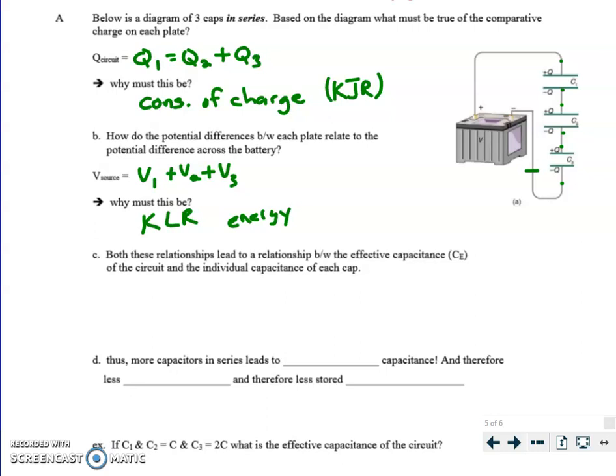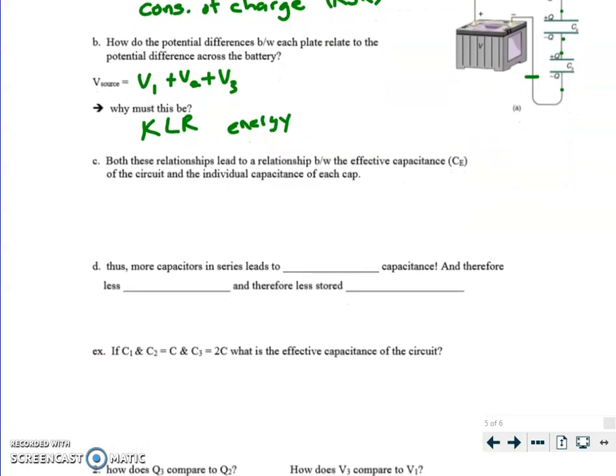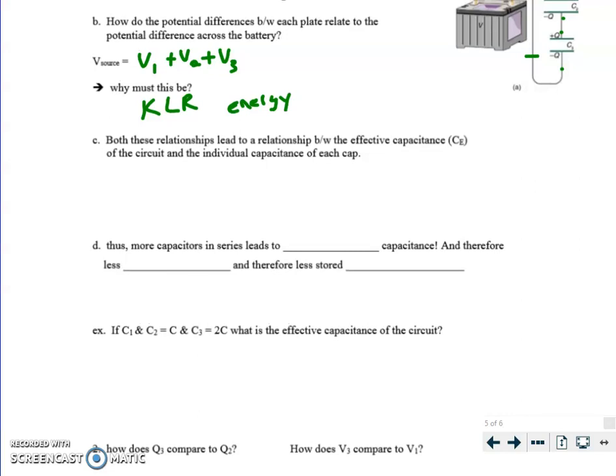So note that in series circuits, the rules for resistors and capacitors are the same in terms of how charge must behave and how voltage drops must behave. However, the effective capacitance is not the sum of the individual capacitors like it is for resistors. And we can see why if we combine those two rules with what we know about the definition of capacitance. Let's start with the voltage rule.